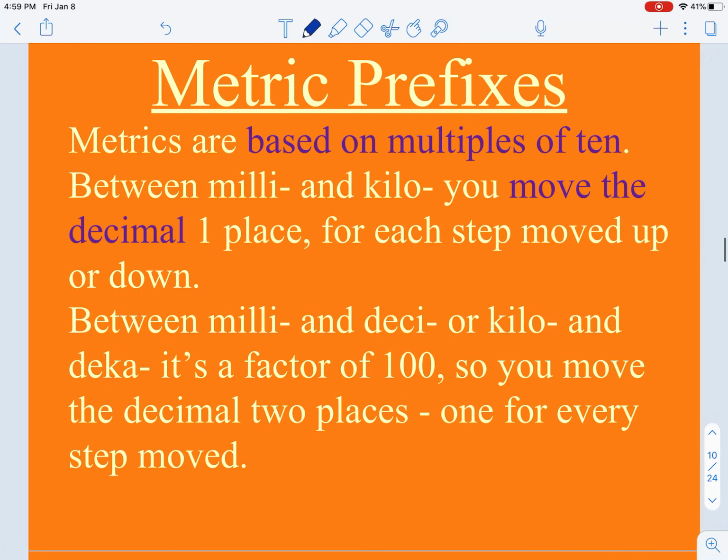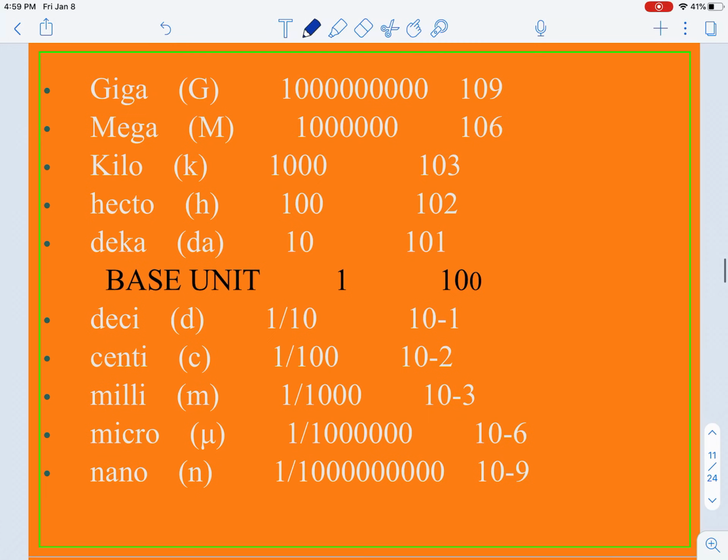The metric system is based on the number 10. So when we talk about converting within the metric system, I find it very convenient that our number system is based on the value of 10. So if we think about this, we have the ones place, the tens place, the hundreds place. So this would be 1, this would be 10, this would be 100.